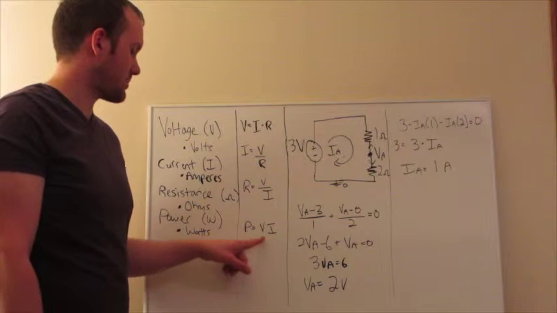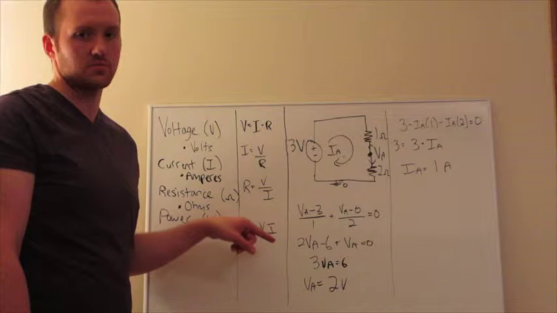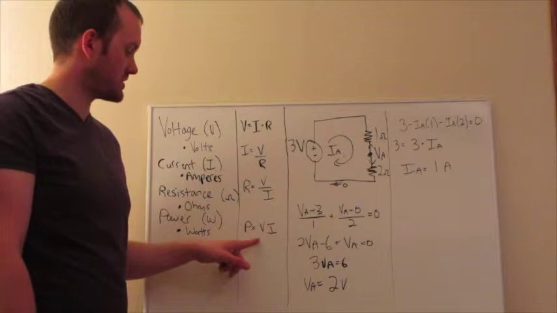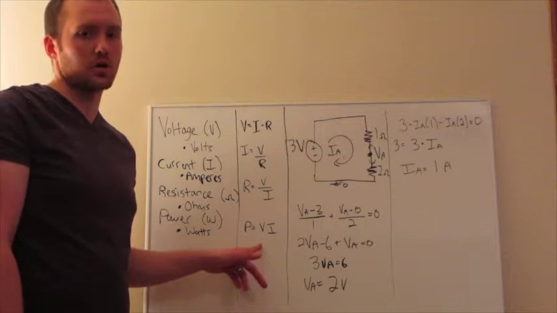And then this here is the power formula. Power equals volts times current. This is what you would probably see on your electronics. It would give you a wattage.